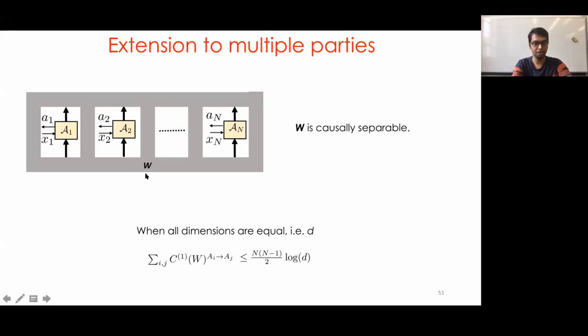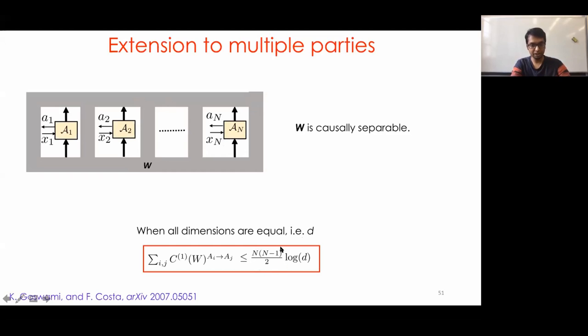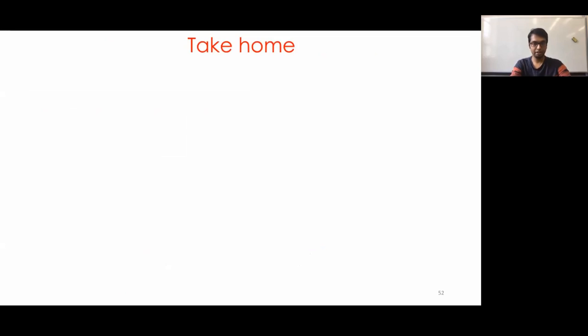So we showed that when all input dimensions are equal, that is D, the maximum amount of information possible to transmit is bounded by the total number of available links times the logarithm of D. And just like the previous scenario of bipartite bidirectional communication, no violation is known for this scenario as well. So with that, I end my talk.